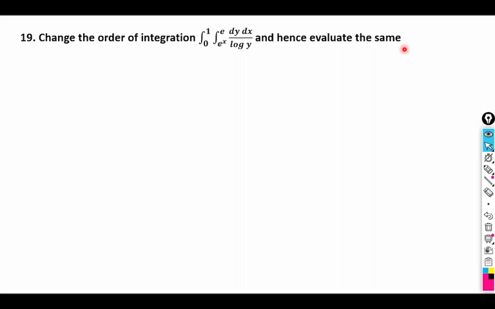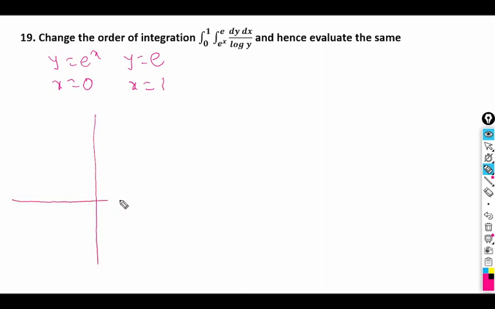So this is the common question in the type 3, where first of all we should draw the region of integration. Now this is a case where the region is bounded by y equal to e raised to x, y equal to e, x equal to 0, and x equal to 1. So these are the 4 curves that we have.